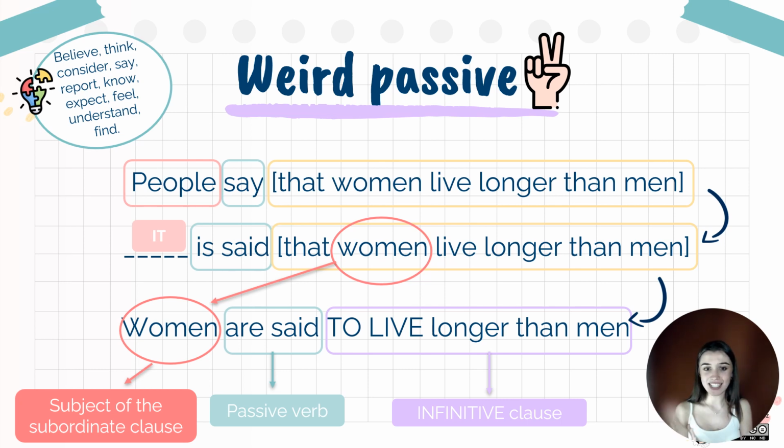Pero bueno, ya se verán ejemplos y tendréis ejemplos también para practicar. So that is the second possibility. Fulfilling the it gap with the subject of the subordinate clause and then including an infinitive clause. This, as I was saying, doesn't make sense in Spanish. We would never say "las mujeres son dichas de vivir más que los hombres", ¿vale? Pero en inglés tiene todo el sentido del mundo.